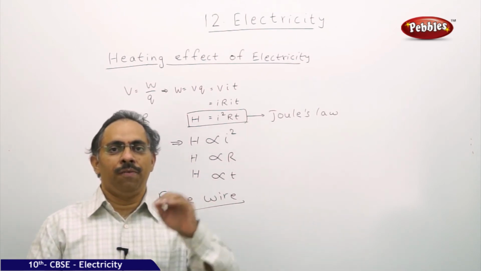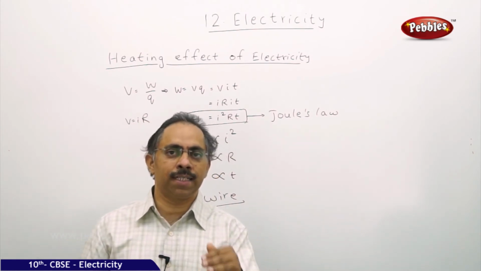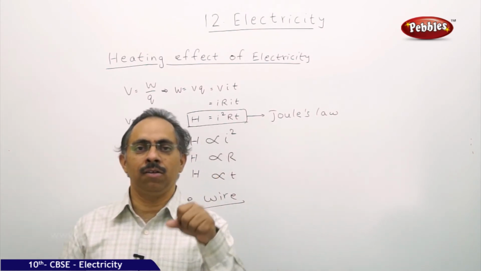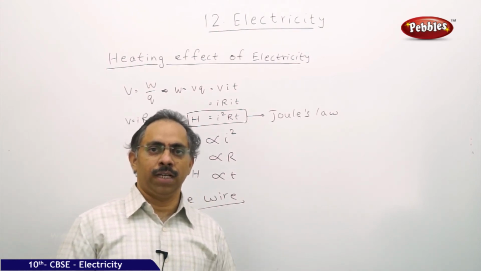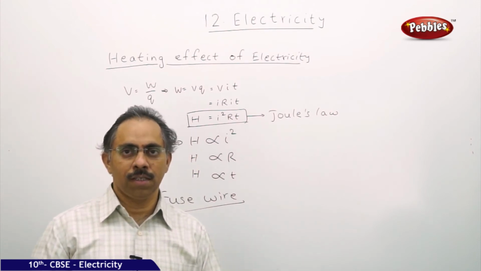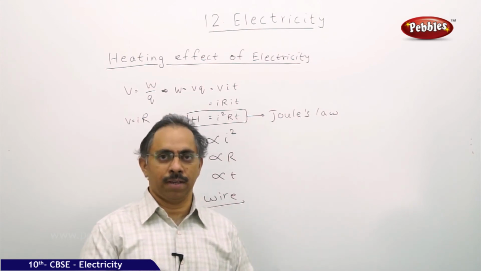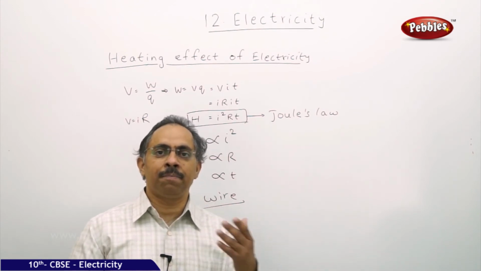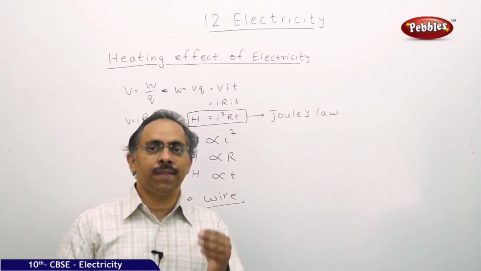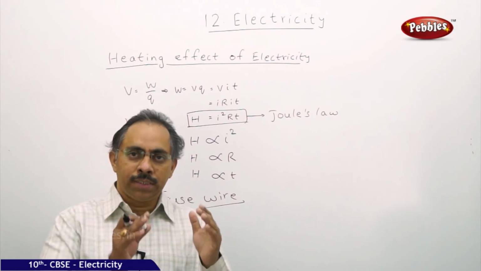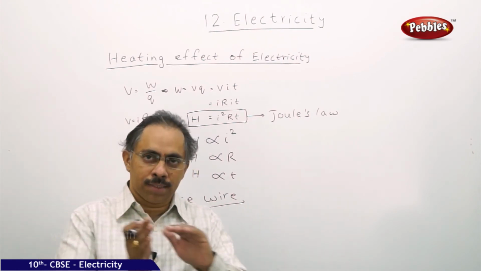You may have fuse wires at the board level, the switchboard level. You will also have fuse wires at the item level, in the household electrical items you use, say an iron box. Or a computer, a personal computer, will have a fuse wire. And a UPS, uninterrupted power supply, will have a fuse wire. The concept of the fuse wire is to safeguard the device when a high current is passing through the particular device.